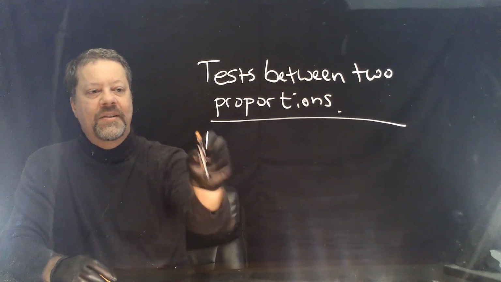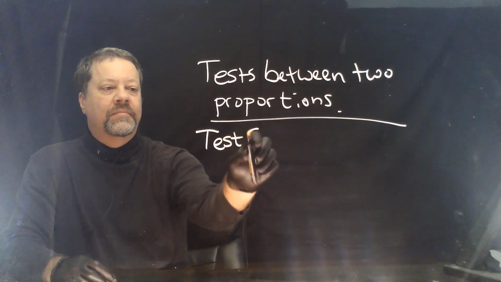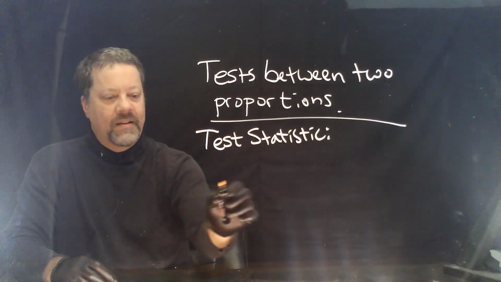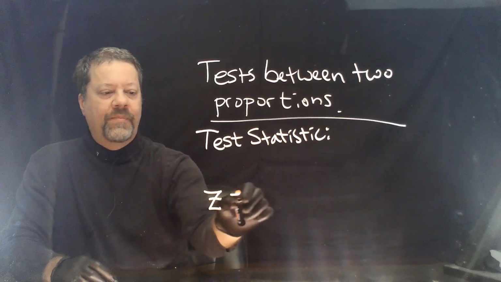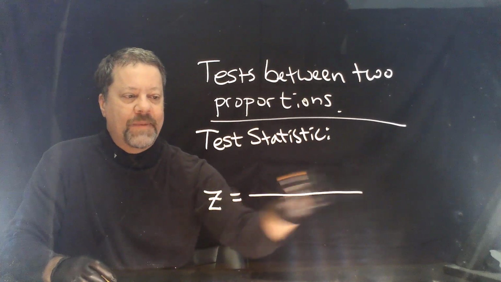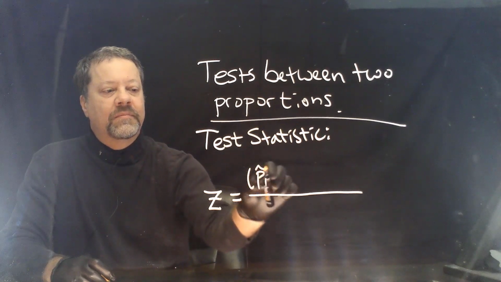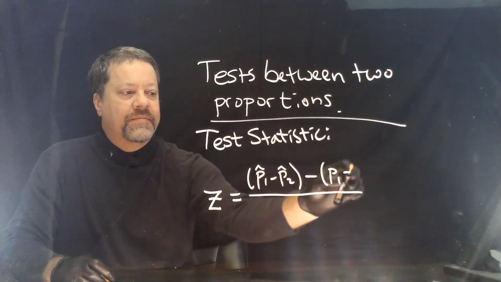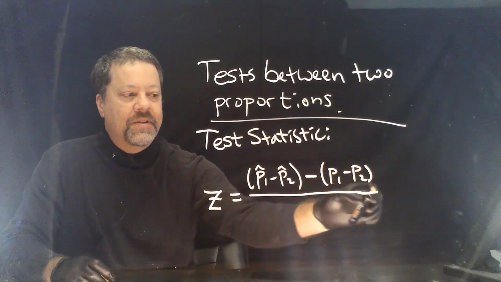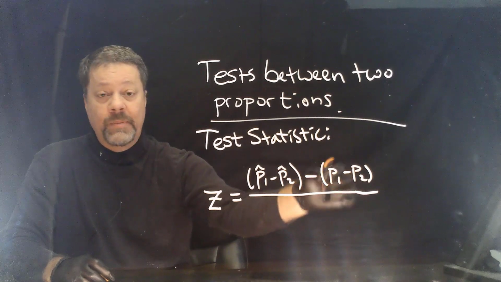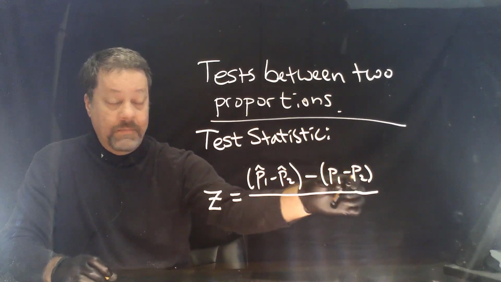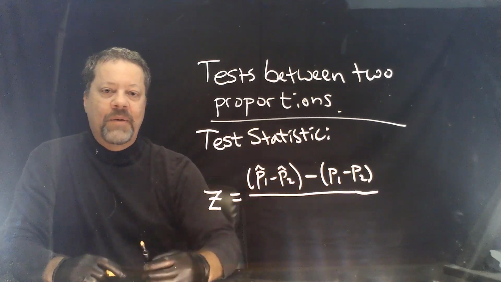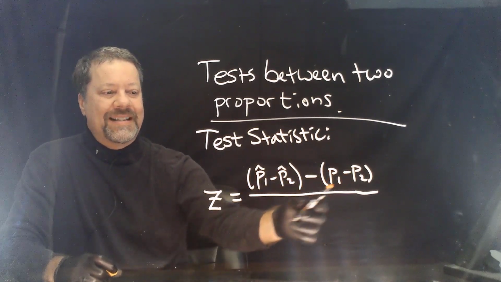What is the test statistic? It will be a z-score, and it's going to be calculated in a special way. We're hypothesizing that there's some difference, some null hypothesis difference between the proportions. This could be 0 if we assume that the proportions are equal. But it doesn't have to be 0. It can be whatever the null hypothesis proportional difference is.